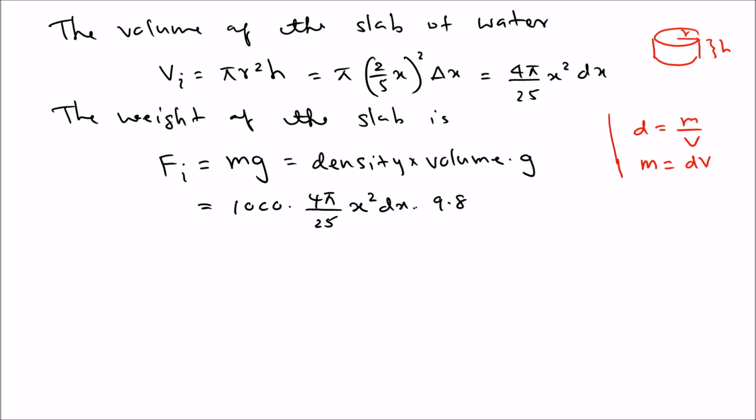G is the gravitational acceleration that we know is 9.8. So if you use a calculator, you will end up with 1568 pi x squared dx. Dx is delta x. So you can write delta x for dx. If you don't like it, you can change that to delta x. It doesn't matter. So let's change everything to delta x. Delta x, that's a small slab. So when you integrate, delta x becomes dx. Good.